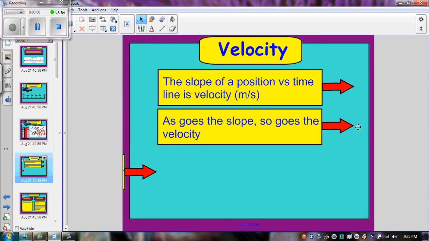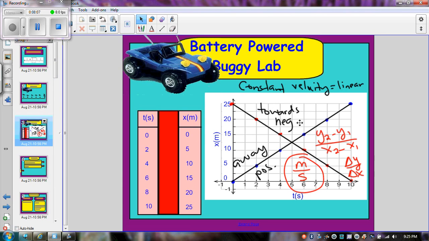A simple saying helps us: as goes the slope, so goes the velocity. What that means is that as the slope becomes positive, we're going away from the origin, and as the slope is negative, we go towards the origin. Well, what about steepness and slope? For example, what if the slope wasn't this steep, but what if it was more shallow, like this? If the slope is shallow, like this, that means the object is moving slower. But if the slope is very steep, such as this, it's covering more distance in less time, meaning the object is going faster.